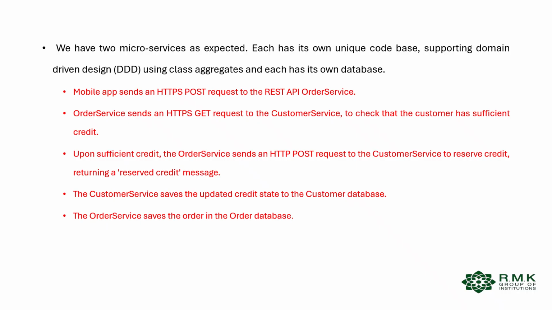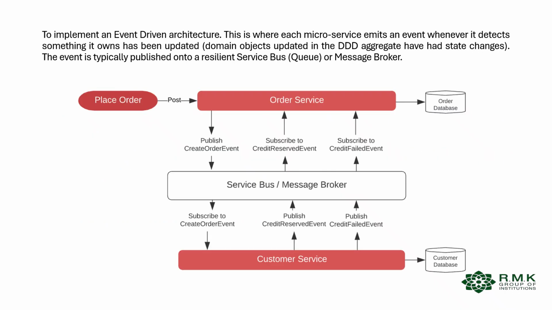The mobile app sends an HTTP POST request to the REST API of the order service. The order service sends an HTTP GET request to the customer service to check that the customer has sufficient credit. Upon sufficient credit, the order service sends an HTTP POST request to the customer service to reserve the credit, returning a reserved credit message. The customer service saves the updated credit state to the customer's database. The order service saves the order in an order database.